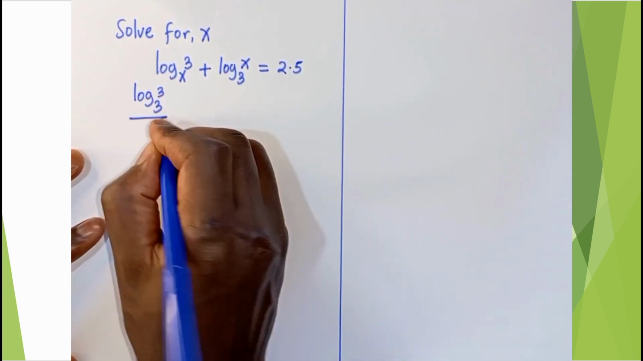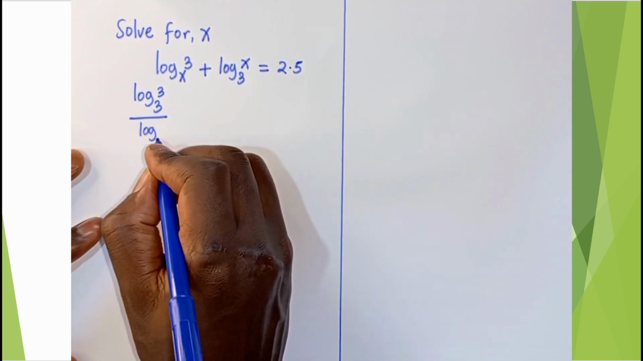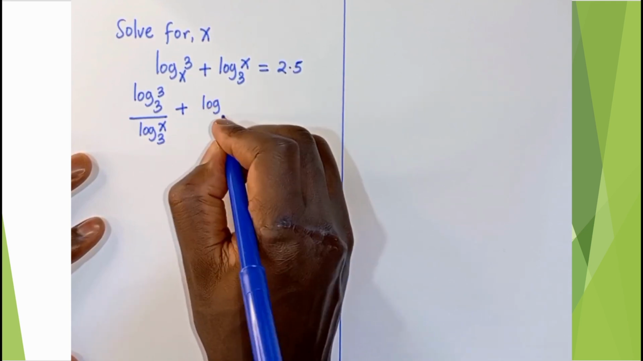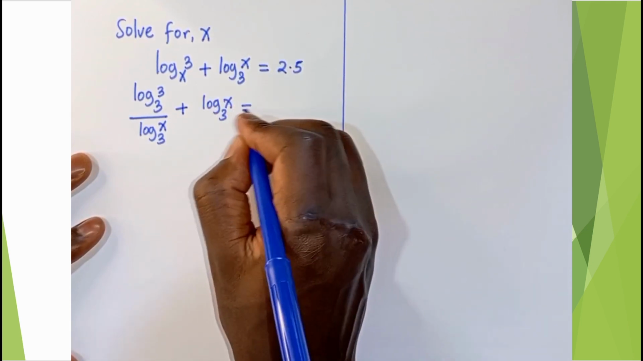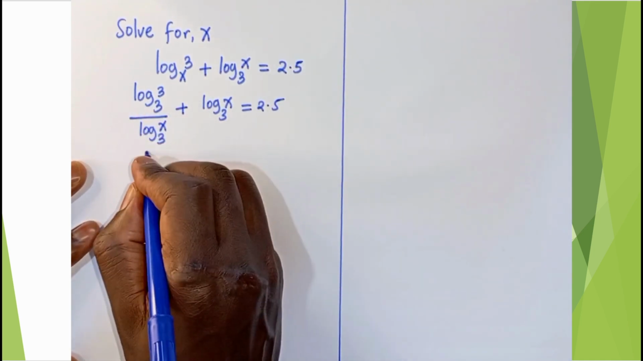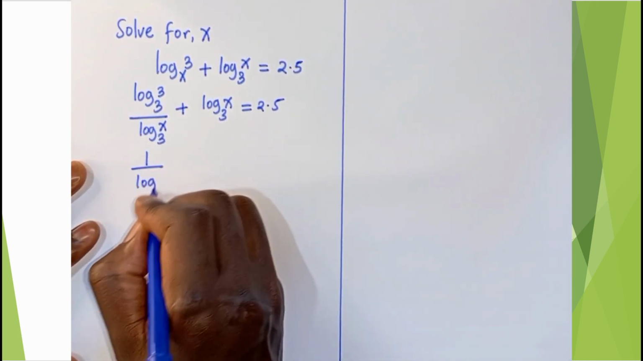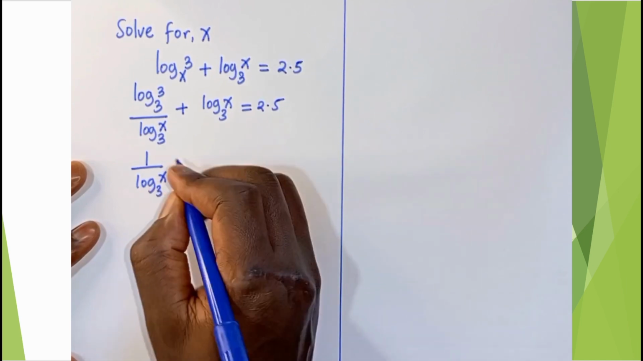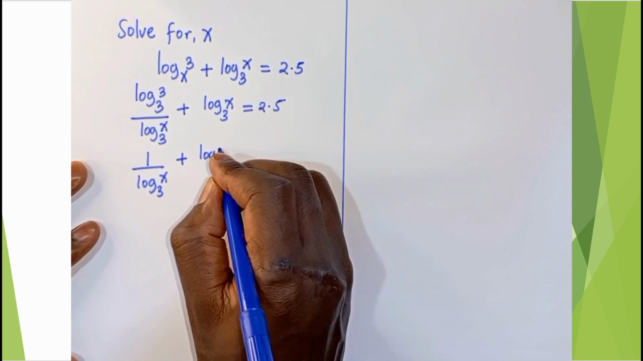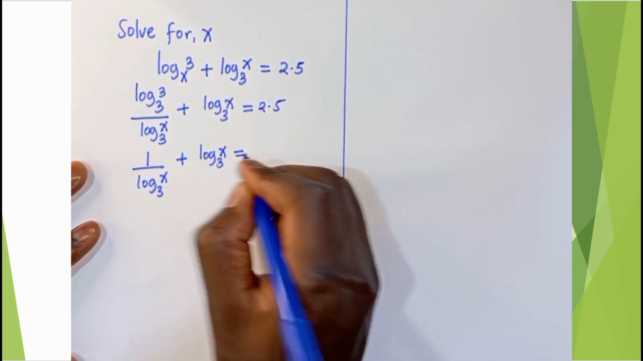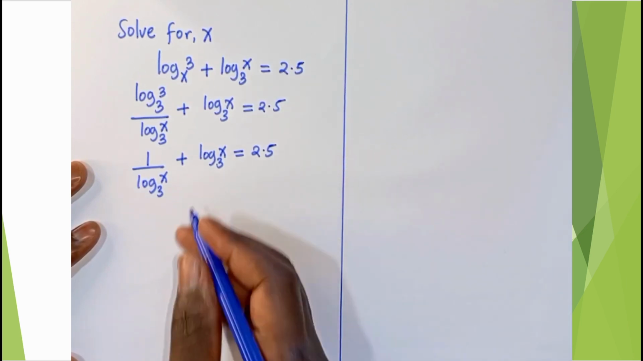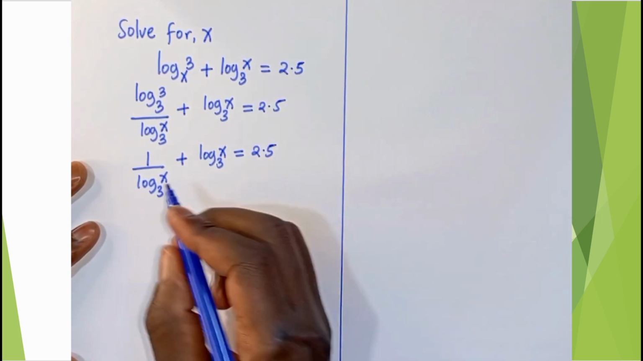So that's why I have log base 3 of 3 over log base 3 of x, then plus log base 3 of x is equal to 2.5. So you can change whatever you want. You can change even this one of 3. So you end up having 1 over log base 3 of x, then plus log base 3 of x is equal to 2.5. Now in this case we have made them similar. We have created something that is similar, and that was the main purpose.